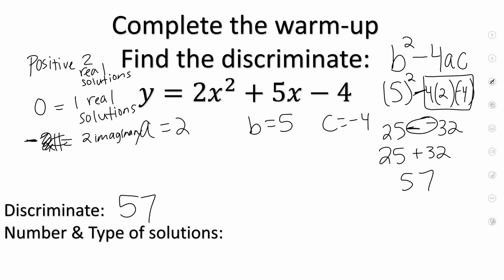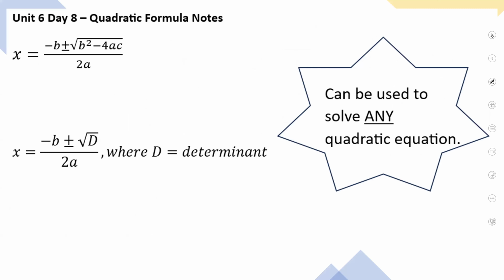So our answer was positive. So how many solutions do I have and what type? 2 real. So this is the answer to your warm-up. 2 real solutions. Okay, so let's go ahead and start with our notes. We're going to use what we learned yesterday to do the quadratic formula.